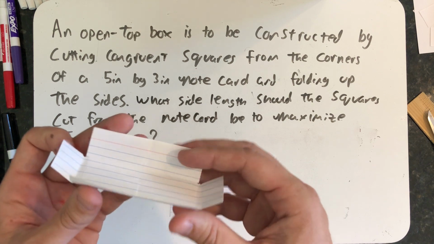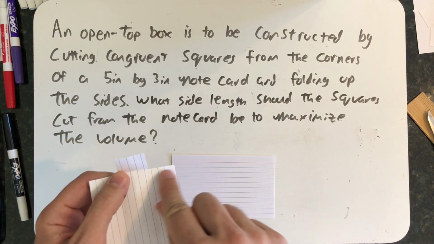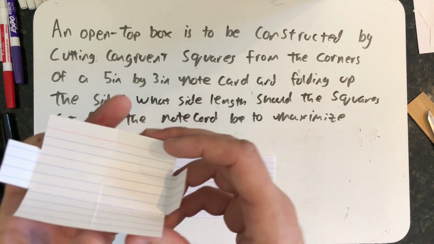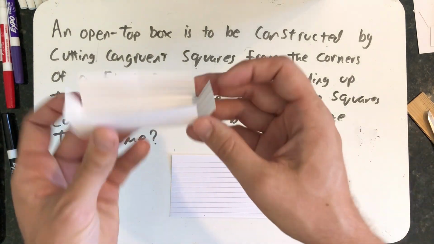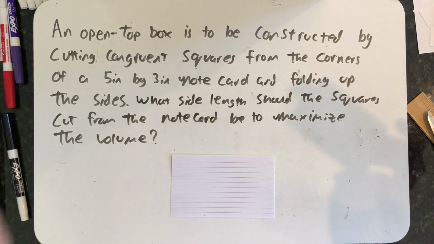I cut squares off the corners, I fold up the sides, and now the question is, what length of square? What's the side length of the square that will make the box have the highest volume, right? Maximize the volume. Well, it's not this one. I just kind of cut squares off how I felt like on this one. They probably weren't even really squares, but we'll pretend.